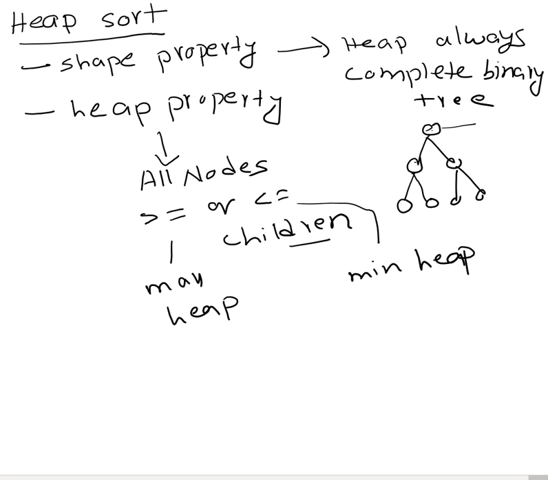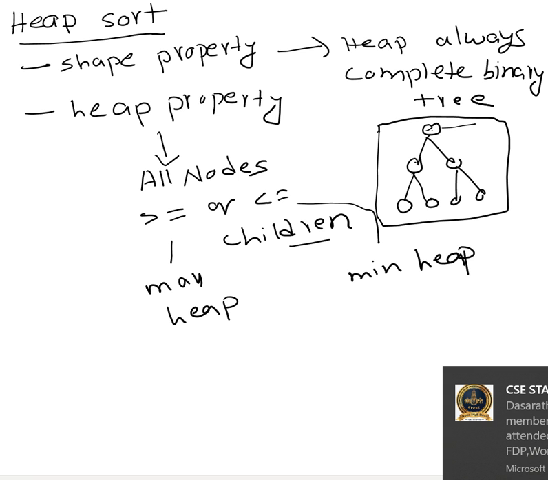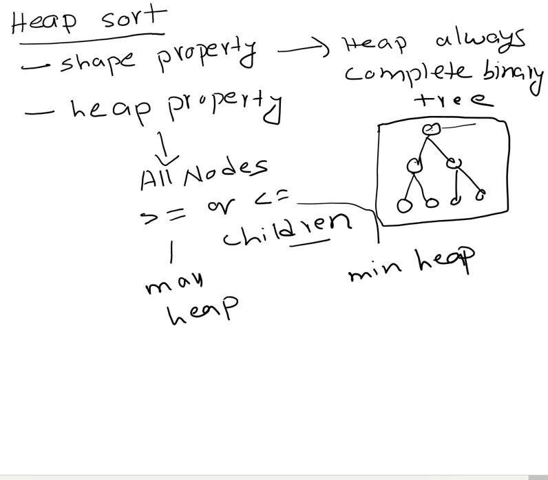What is a heap means? It is a complete binary tree. So shape should be like this. And what is a heap property means? It may be max heap or min heap. What is a max heap means? All the elements should be greater than or equal to children. Or all the node elements should be less than or equal to its children, we call as min heap. These are the properties of heap sort.